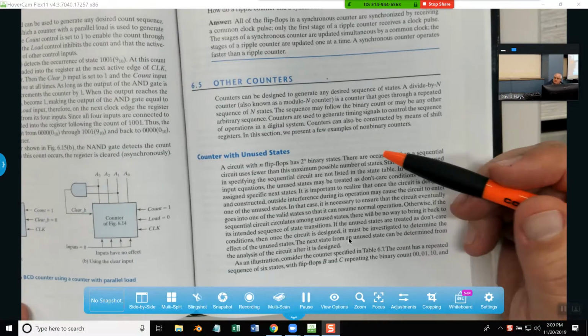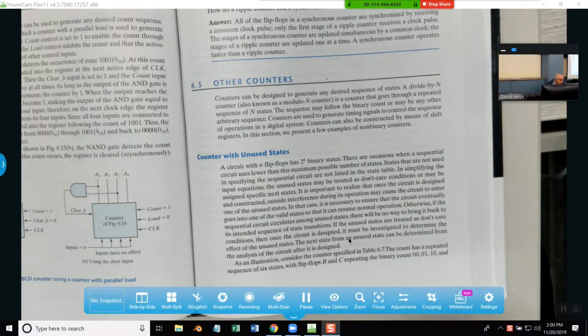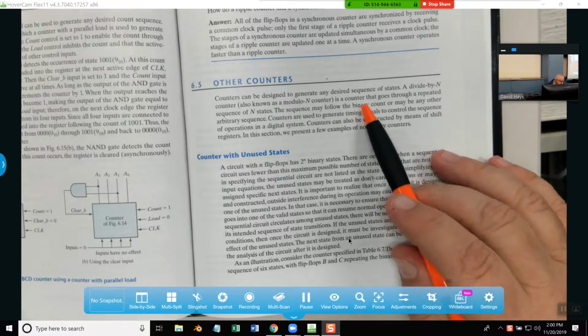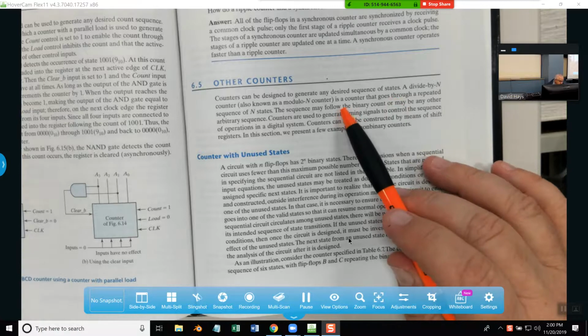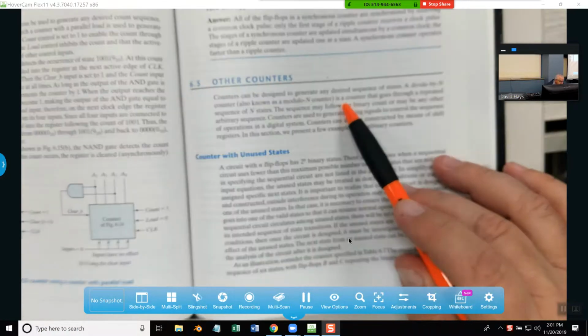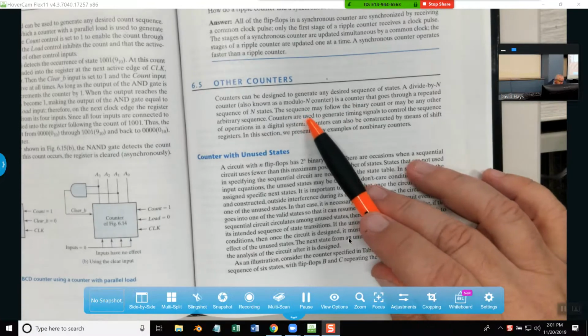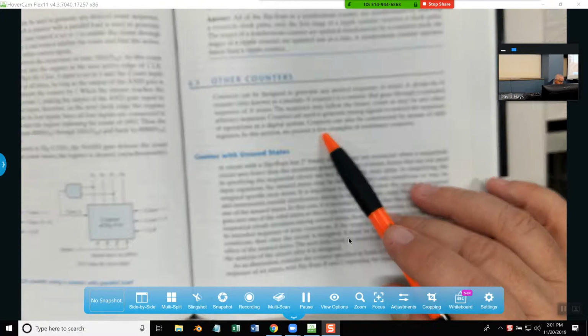Well, this is 6.5, other counters. Counters can be designed to generate a desired sequence of states. Divide by n counters, also known as modulo n counters. A counter goes through a repeated sequence of n states. The sequence may follow binary count or may be any other sequence.